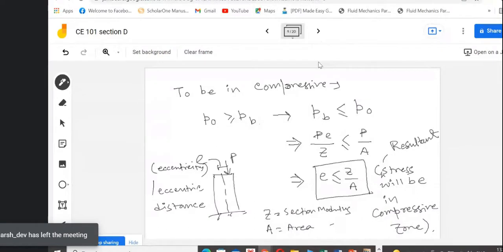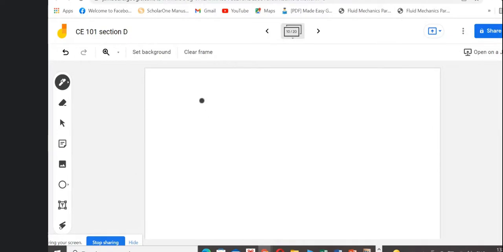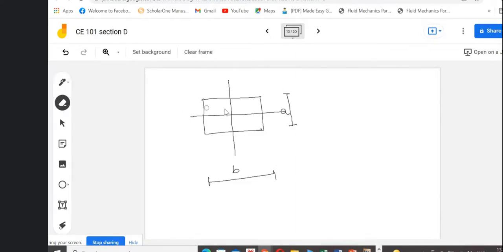So if we have a rectangular section, say there is a rectangular section here, say this is B and this is A. This is the x-x axis. This is the y-y axis.